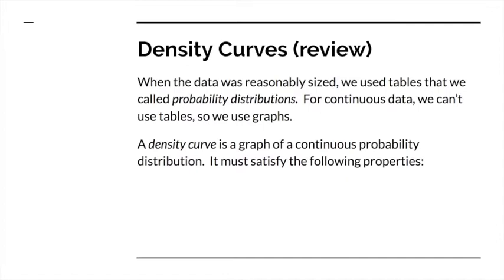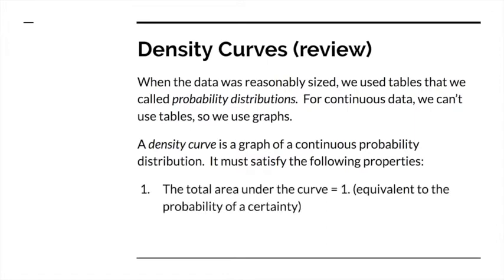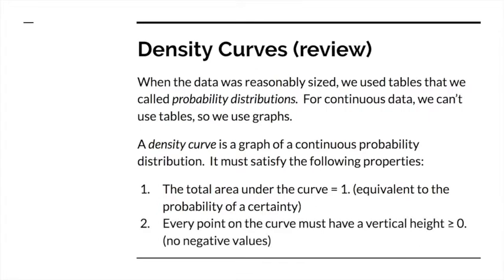And so remember that the density curve is the graph of a continuous probability distribution, and there are a couple of important things to remember. Number one, the total area under the curve is equal to 1, and that's important because the area under the curve is equivalent to the probability of a certain event. Every point on the curve must have a height that is greater than or equal to 0, but less than or equal to 1. So we can't have any negative probabilities, so therefore we can't have any negative values on the curve.